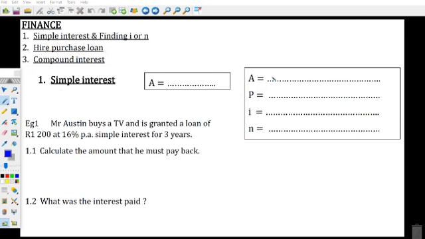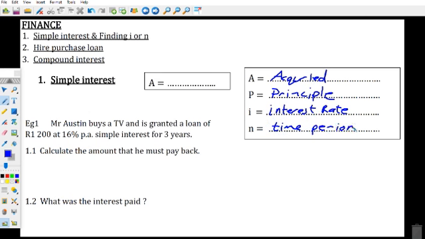So A, you're going to write this down. A is your acquired amount. P is your principal. I is your interest rate. And then N is your time period. All right. Copy that down quickly.